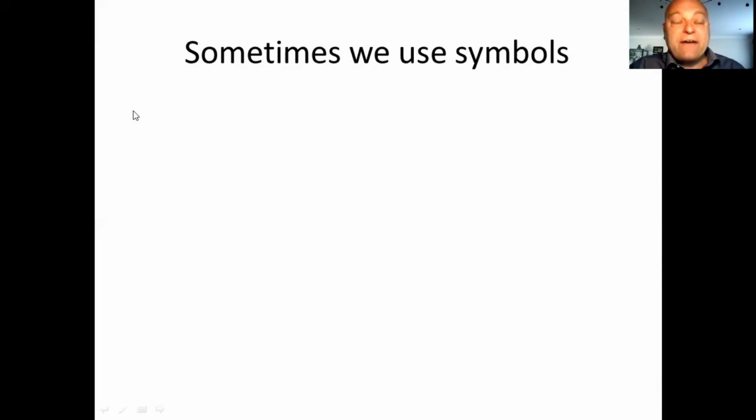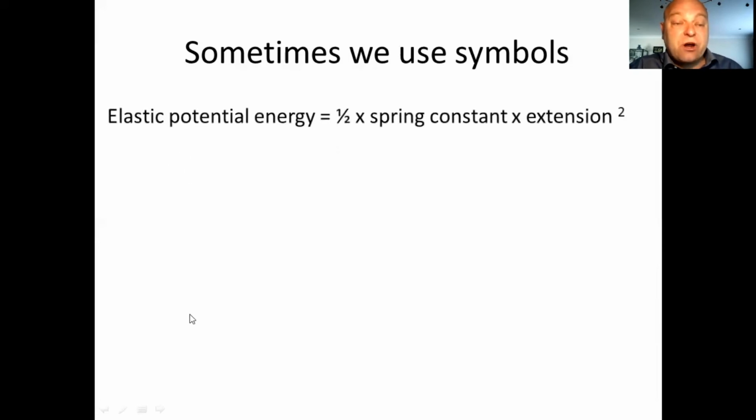Sometimes it's a real pain having to write out all the words, especially if you've got something long like elastic potential energy or spring constant. Lots of words, very difficult to fit it in, so we can use symbols. So this is our equation. How can we use symbols for this? Well, it's quite simple. For elastic potential energy, we use a capital E because it's energy, and a little e to show it's elastic potential energy.